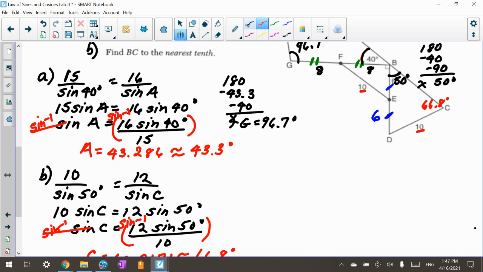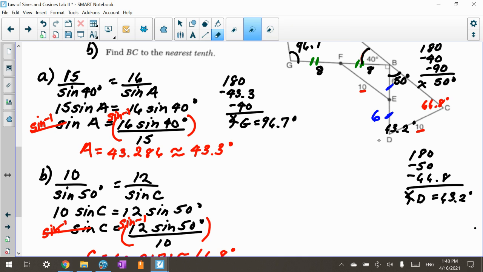Then we can do the law of sines again. So I'm going to do 180, subtract the 50, subtract the 66.8. And when I do that, I get angle D to equal 63.2 degrees. Okay, so angle D is 63.2 degrees. That's a 6. When I try to write little, sometimes it looks weird. So I'm going to write 63.2 degrees.